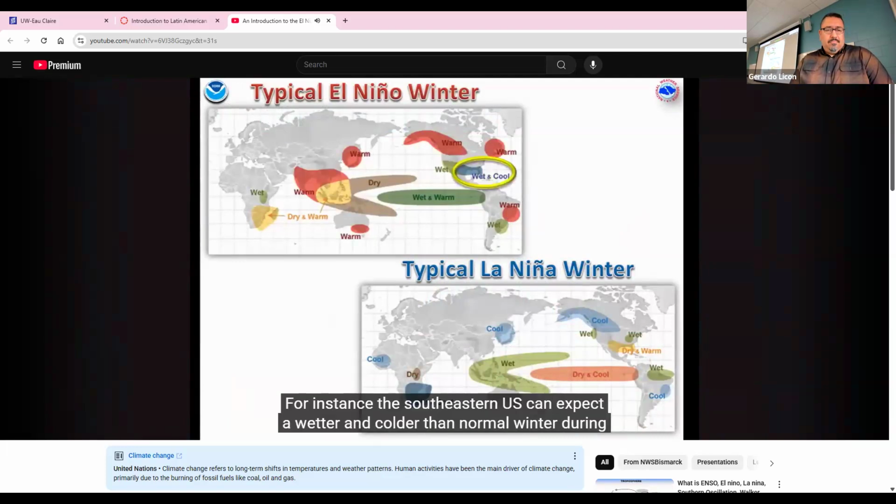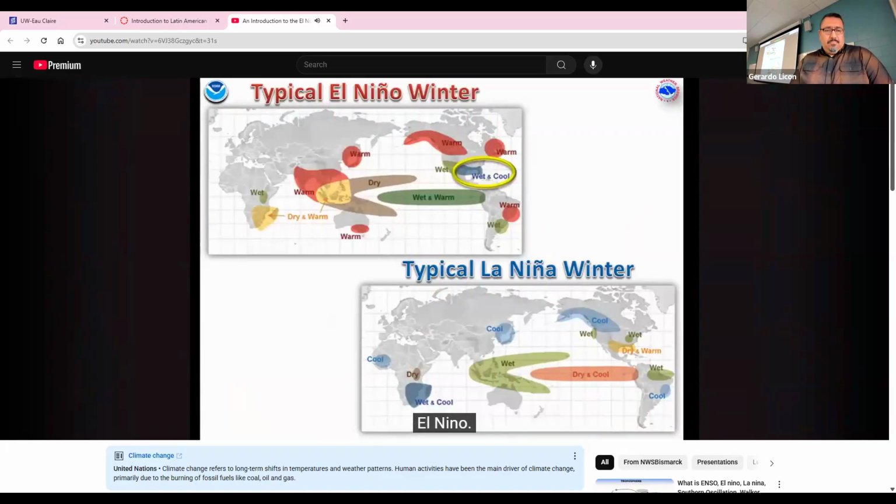For instance, the southeastern U.S. can expect a wetter and colder than normal winter in an El Niño year.